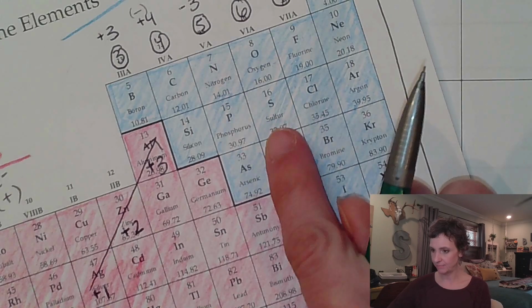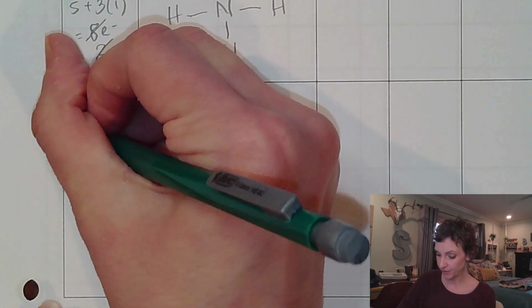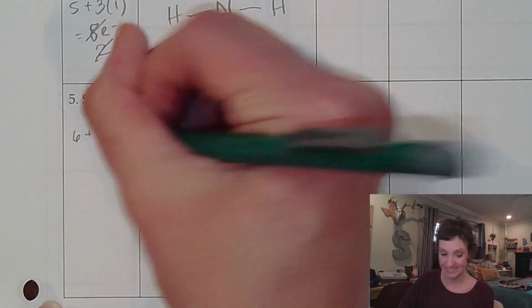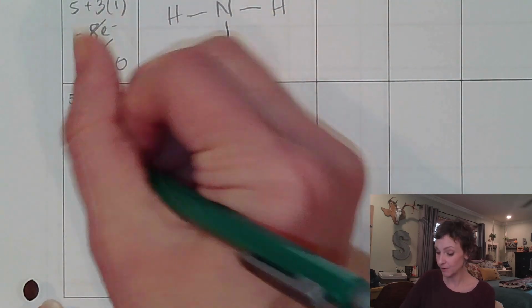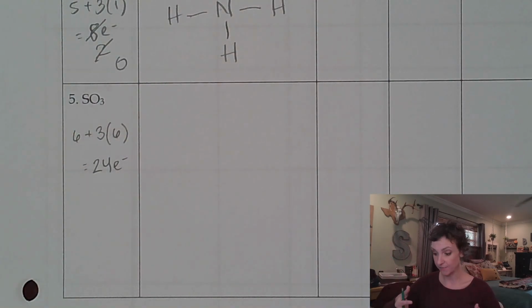So I have sulfur. He and oxygen are actually in the same group with 6 valence electrons. So my 1 sulfur has 6 valence electrons, and my 3 oxygens each have 6 valence electrons. So the total number of valence electrons in this molecule is 24 that I will need to distribute to everybody.